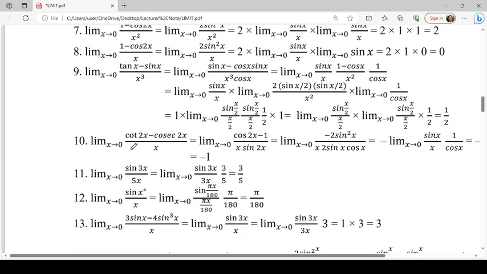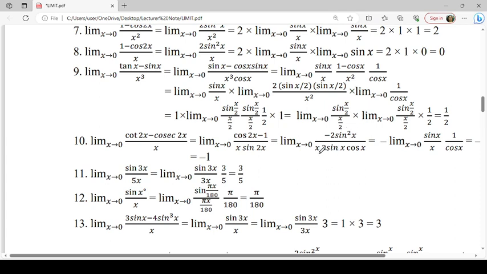Then this one, cot squared x by cosec squared x. We are simplifying this. Cot means cos by sine, so cos by sine, and cosec is 1 by sine, so sine squared x comes downward. It is cos 2x minus 1, which is minus 2 sin squared x. Then this is a trigonometric result.